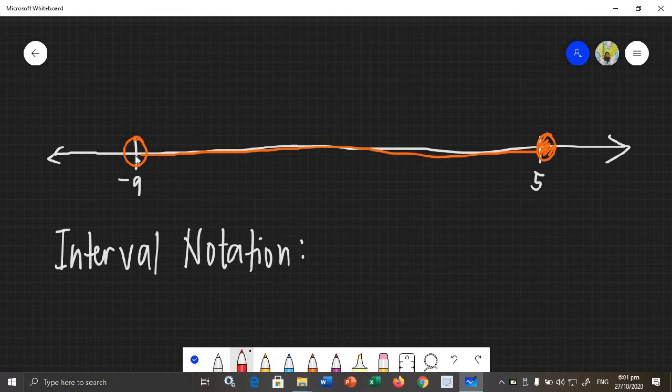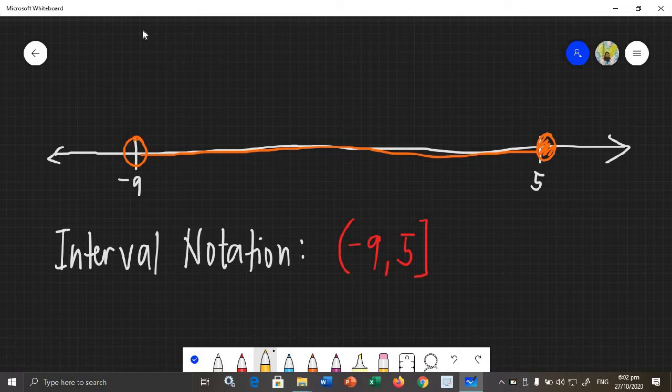So, -9 open circle, so you're going to use a parenthesis for that. So, -9, this is a parenthesis. And then here, that is 5, and then brackets. Why is it brackets, ma'am? Kasi close yung circle niya. Meaning, 5 is included. So, kapag po kasi open, meaning, sa solution set mo, hindi included yung -9. Hindi siya included. You should also take note of that.